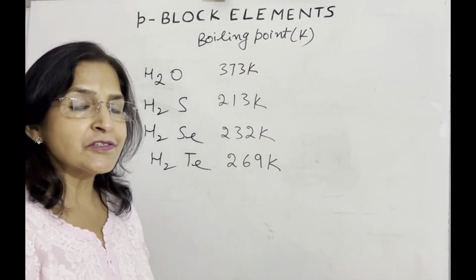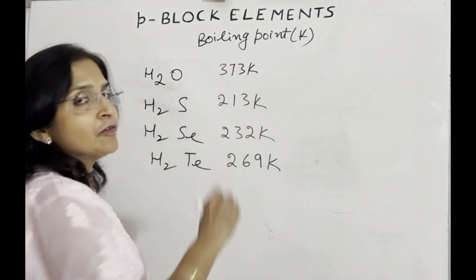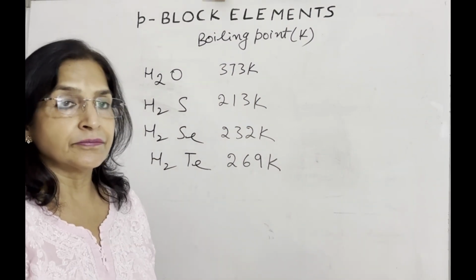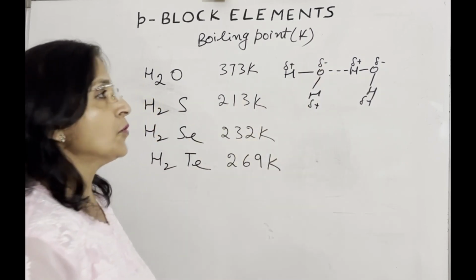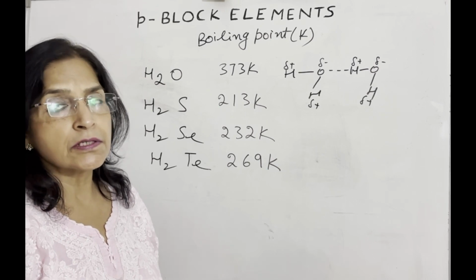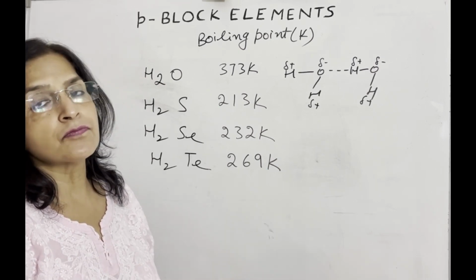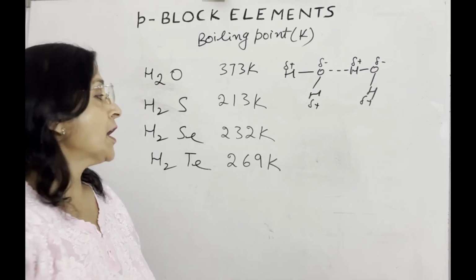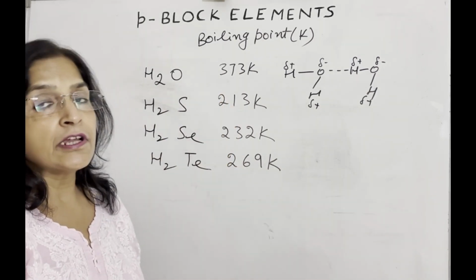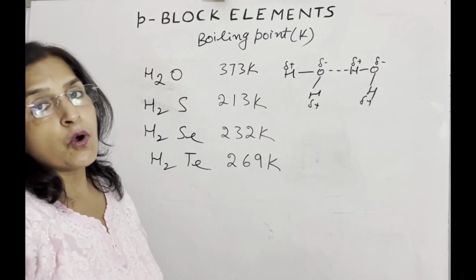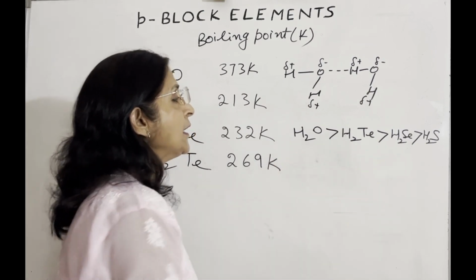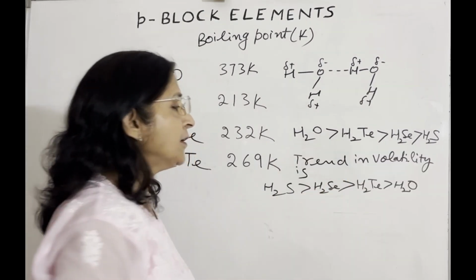These are the boiling points of these hydrides. The boiling point of water is maximum because of the strong intermolecular hydrogen bonding in water molecules. As we move from sulfur to tellurium, the size of the central atom increases, the surface area of the hydride increases, van der Waals forces of attraction increase and the boiling point increases. Due to the large size of sulfur and its lower electronegativity than oxygen, hydrogen bonding between H2S molecules is not possible. The boiling point varies in this order and the trend in volatility is this.